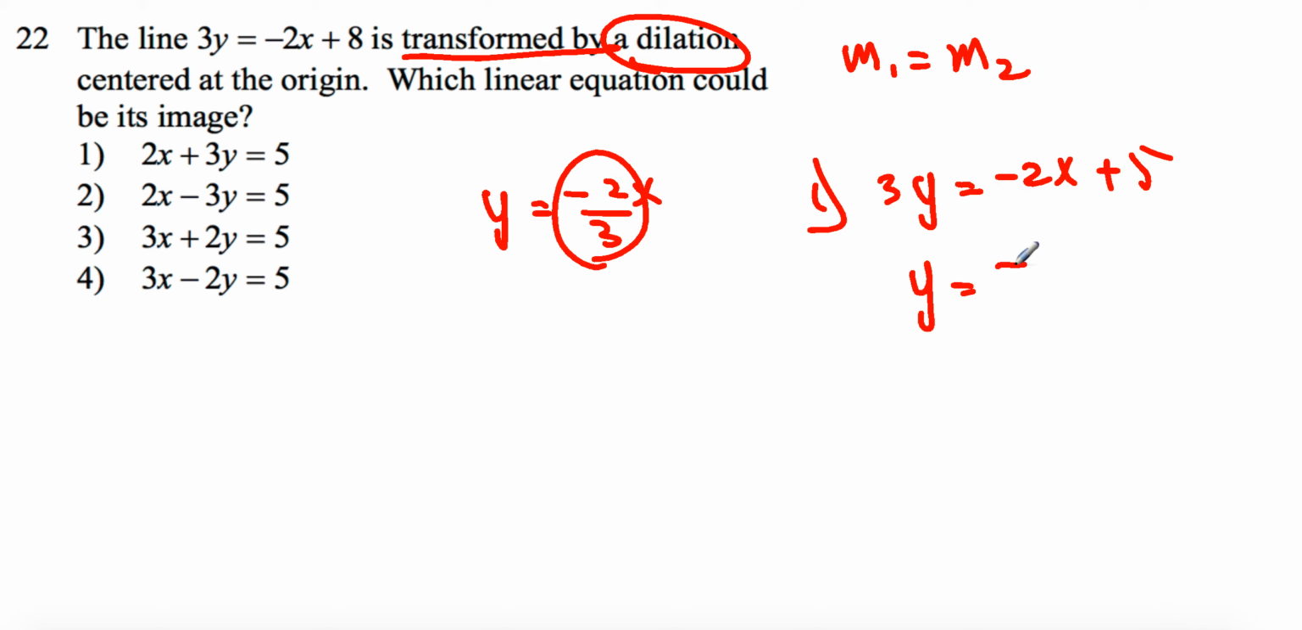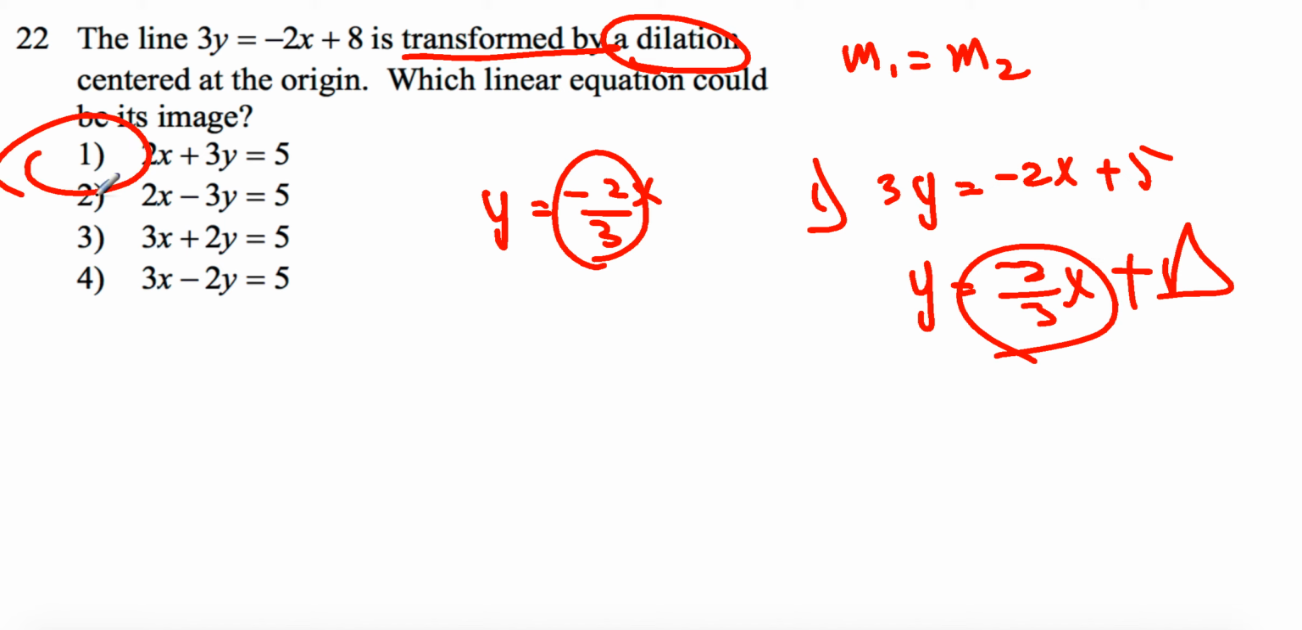Y equals negative 2 over 3x plus something. Notice that they have the same slope, and no other has the same slope as that one. So choice 1 would have been the answer. And you can check up on the slopes for choice 2, 3, 4, and you will realize that no other will have the slope of negative 2 over 3.